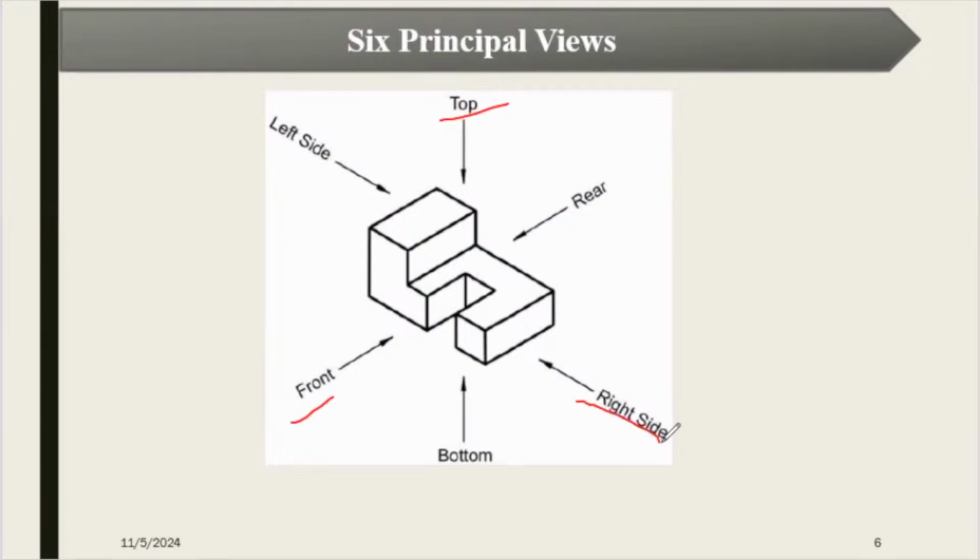Then there are other sides too. So if you look from the bottom, you will get the bottom view. If you look from the left hand side, that will be the left side view, right? And if we take the back of the object, we call it the rear. So there are 6 views, right?